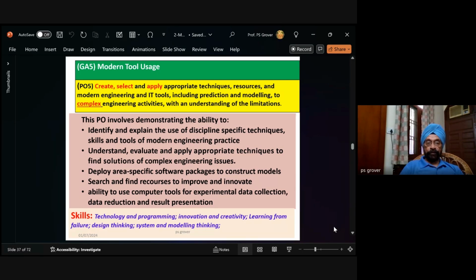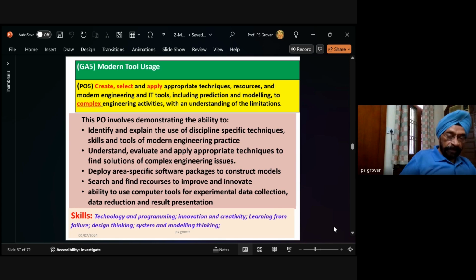अच्छा, now this program outcome demonstrates that the student will prove the ability. He should be able to identify, explain the use of discipline-specific techniques, skills and tools, understand, evaluate, deploy area-specific software packages, ability to use computer tools, and so on. जब वो ये ability demonstrate करता है, उसने कौन-कौन से skill learn कर लिए? Please see here.